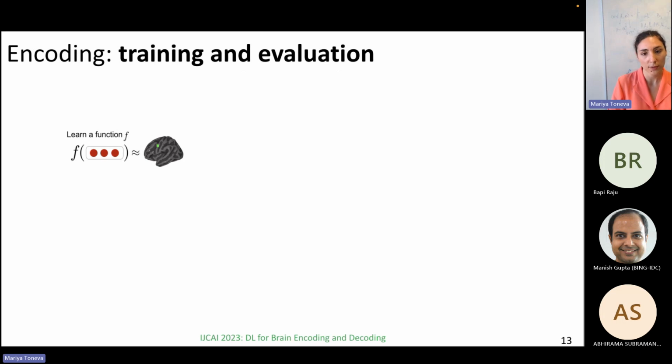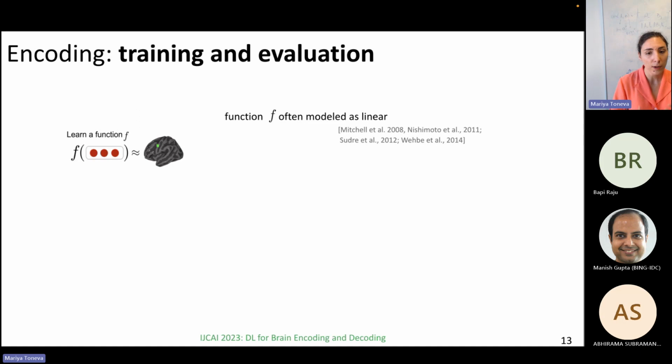Well, we can evaluate this relationship using an encoding model. And here I will tell you a little bit about how we train this encoding model and how we evaluate it. So this encoding model learns a function f that takes as input the internal representations of a model and learns to output the brain activity at particular XYZ coordinates of the brain, or at a particular time point in the brain as well.